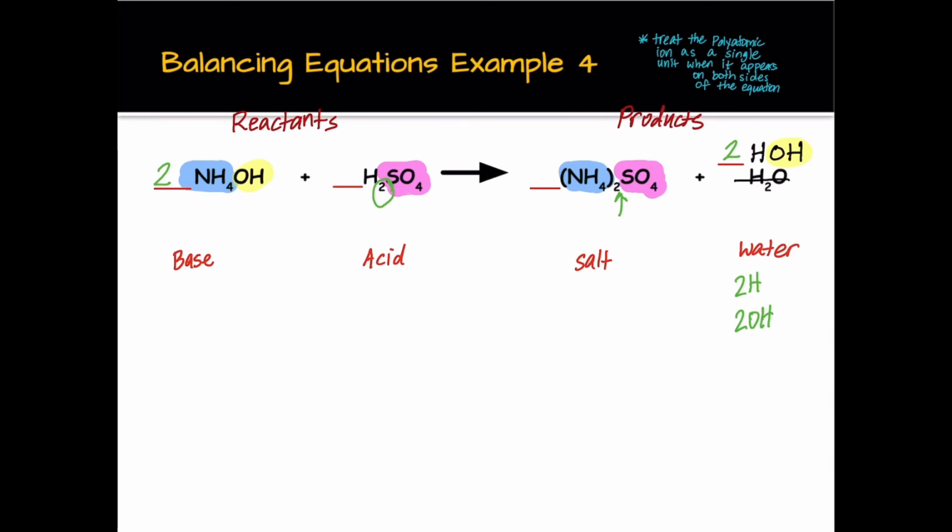And if we take a look at the sulfate ion, since there are no other subscripts outside of the 4 that belongs to the sulfate formula, we know that there's 1 of that ion on each side. So it's already balanced. And that's it. We're done with example 4. The coefficients for this balanced equation then are 2, 1, 1, 2.